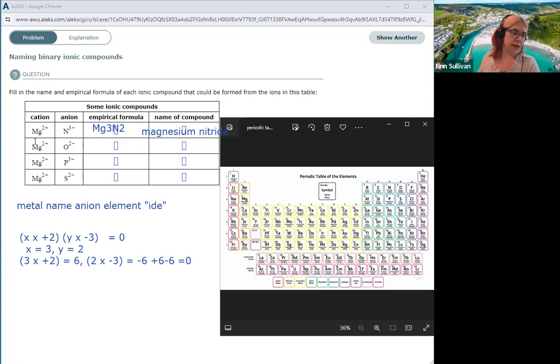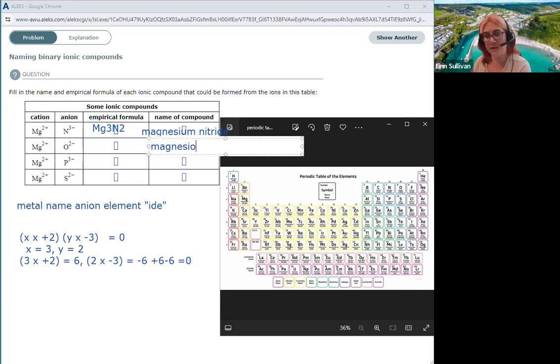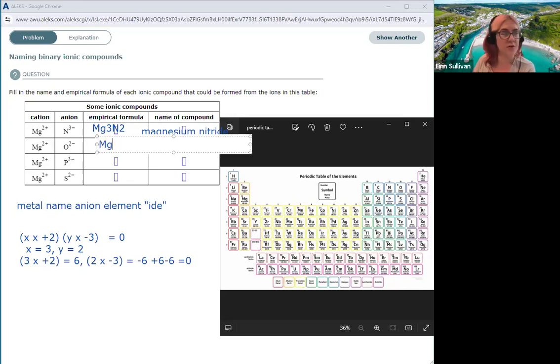It looks like it's magnesium all the way down here for our metals, so the only thing that is changing is our anion identity. So oxygen, take off the ending, turn it into an anion name, would just be "ide." So that would be magnesium oxide. The formula for that, if magnesium's +2 and oxygen's -2, they're going to balance each other out. So it should just be MgO.